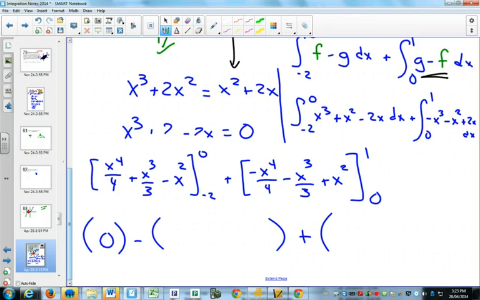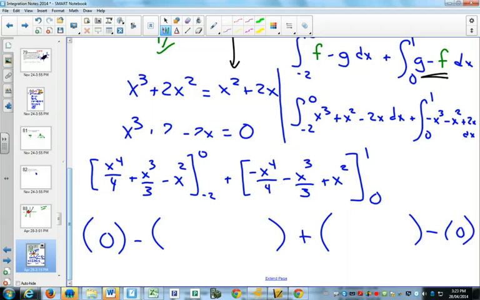Can you do -2 and then 0 on the bottom? Well, you always go from the bigger value, subtract the smaller value. So that might have been another place where your numbers might have gone off a little bit. So the bigger one here is going to be the 1, and then we're going to minus the 0.